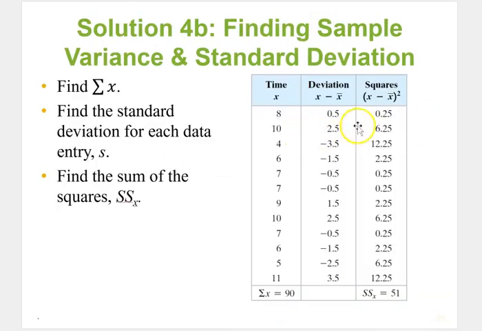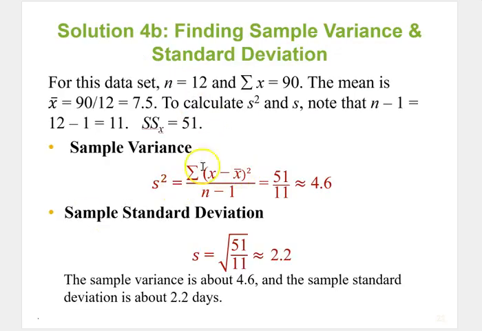So you'd have to make your little chart with your times here, and then your deviations, and then the sum of those deviations. So that would give you your SSX of 51. And then you would have to put that 51 here divided by 11, and you get 4.6, and then take the square root of that 51 over 11 and get 2.2. So notice we got exactly the same answers.